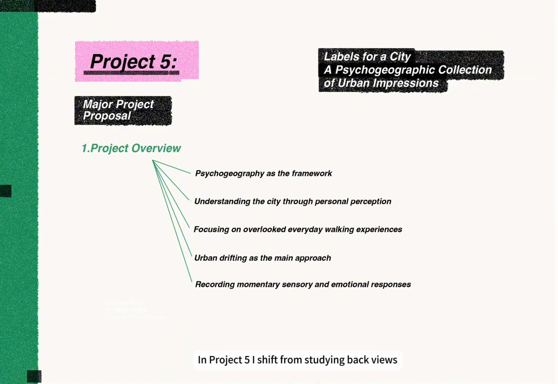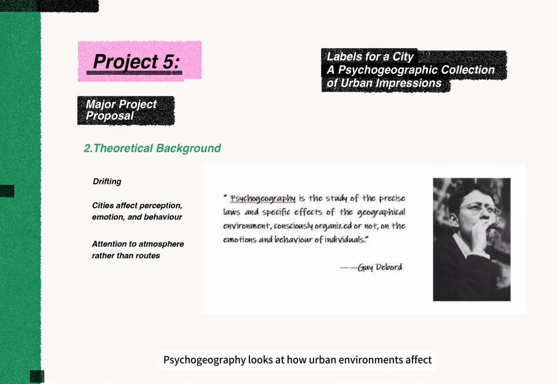In Project 5, I shift from studying back views and the subjective perception towards the experience of the city itself. I used psychogeography as a method to re-understand the cities through personal perception. Psychogeography looks at how urban environments affect perception, emotion, and behavior. One key method is drifting, which focuses on non-goal-oriented walking and attention to atmosphere, rather than efficiency or routes. This allows me to slow down and reconnect with urban spaces through the senses.